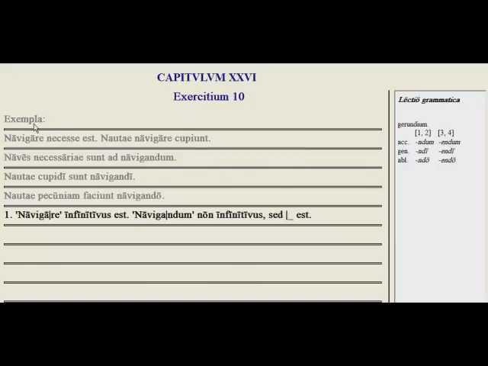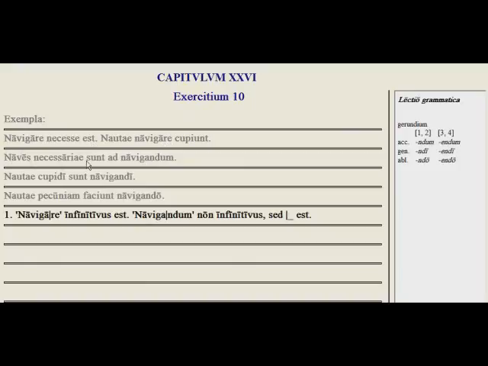So in our examples, we have navigare necesse est, nautae navigare cupiunt. Sailing is necessary. The sailors want to sail. Okay, here we have an example of a nominative gerund, what would have been the nominative gerund, but it's replaced with the infinitive, as I mentioned before. So to sail is necessary, or sailing, we can add the -ing, is necessary. The sailors want to sail.